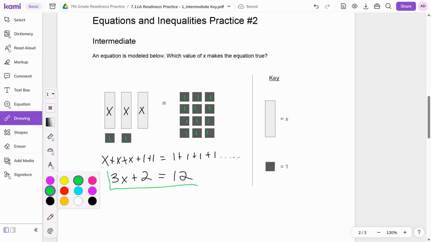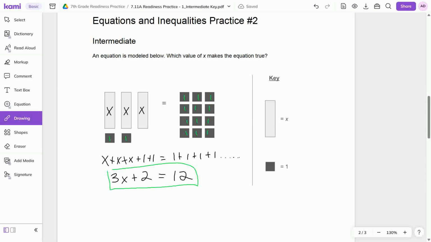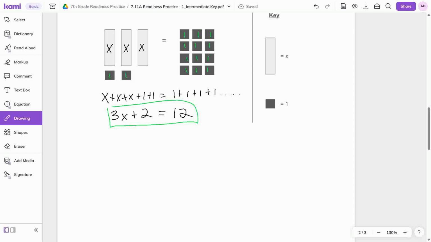Then let's go ahead and solve. Let's use our properties of equality. I've got a plus 2, so I want to isolate this variable. I want to get the x by itself. So let's peel off the constants. If I've got a plus 2, then I need to subtract 2 from both sides. That's going to get a plus 2 minus 2. That just leaves me with 3x on this side. 12 minus 2 gets me a 10.